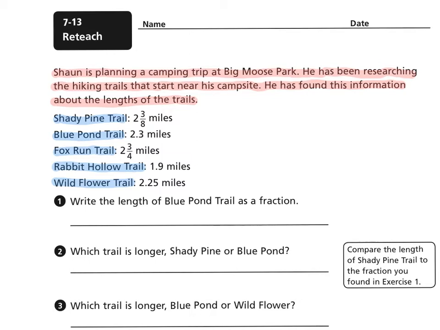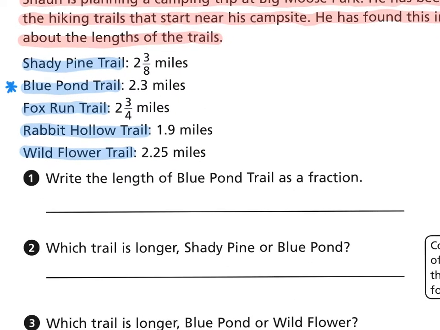Number 1 says, write the length of Blue Pond Trail as a fraction. Go up to Blue Pond Trail and star it for me. Put a little star by it. Blue Pond Trail right now is written as 2 3/10 as a decimal. How would I write that if I wanted to write it as a fraction?